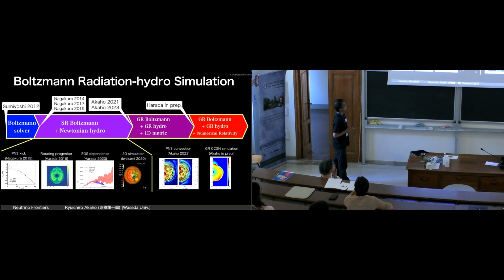In our group, the Boltzmann radiation hydrodynamics code has been developed, and it has a history since 2012. Currently it is equipped with a general relativistic Boltzmann neutrino transport solver and a general relativistic hydrodynamics solver.